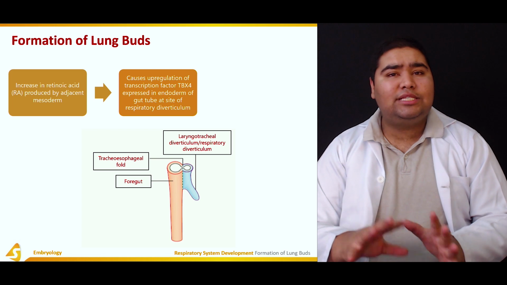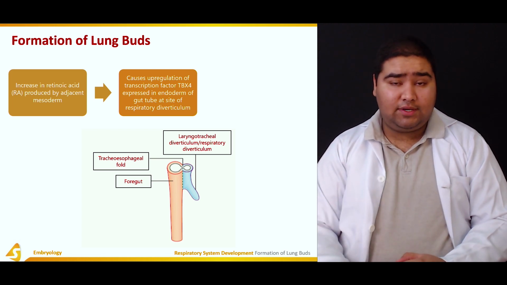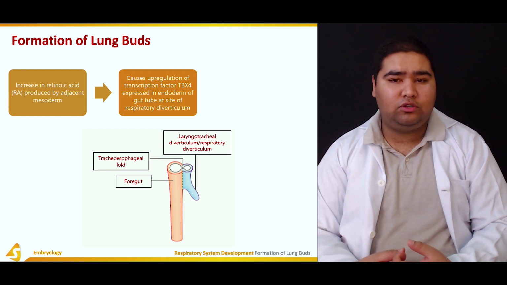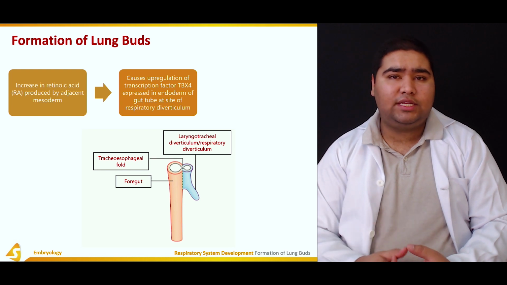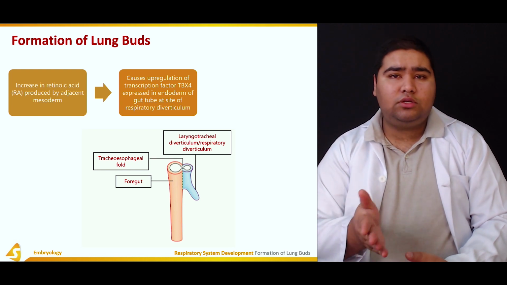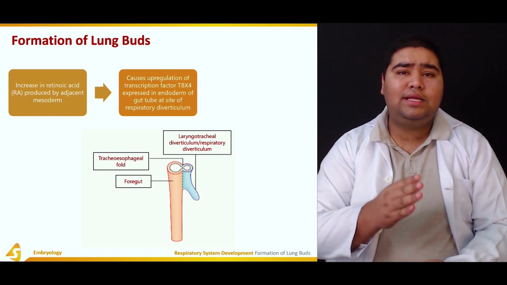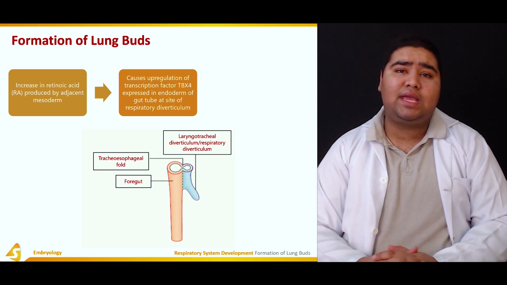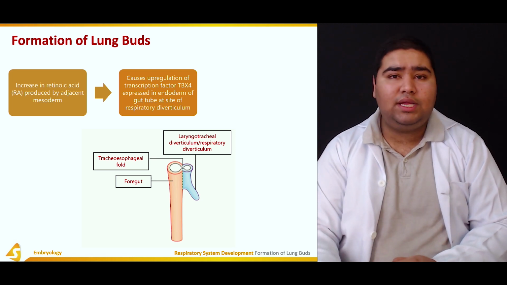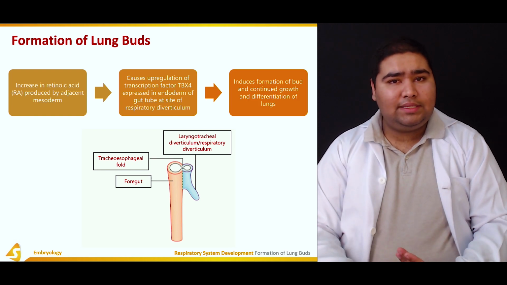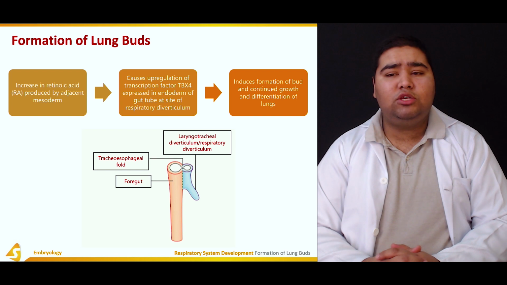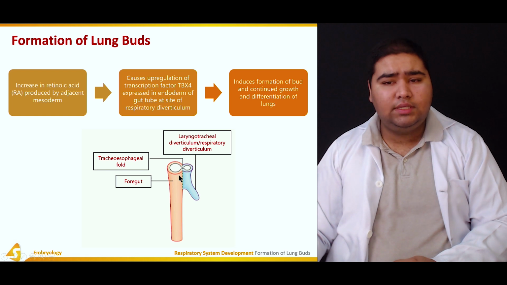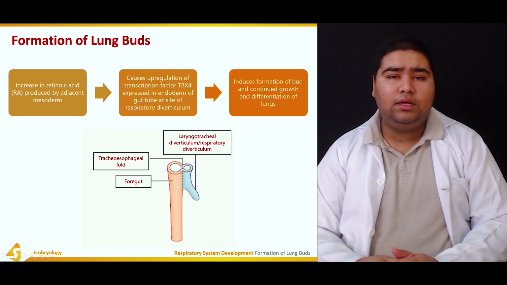So TBX4 is expressed within the endoderm. Respiratory system was endodermal in origin. TBX4 is being expressed within the endoderm of the gut tube at the site of respiratory diverticulum. So the mesoderm causes increase in production of the retinoic acid. The retinoic acid acts on the transcription factor TBX4, which is being expressed in the endoderm of the respiratory diverticulum. So what happens then? The interaction between these two agents induces the formation of the bud. This bud is formed, this in blue, and then continued growth and differentiation of the lungs.